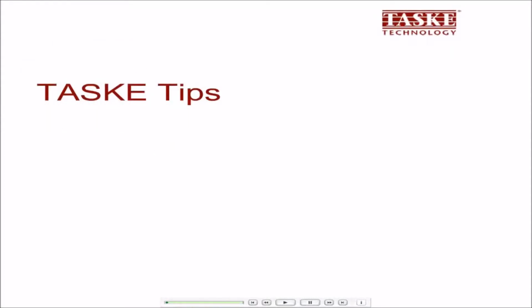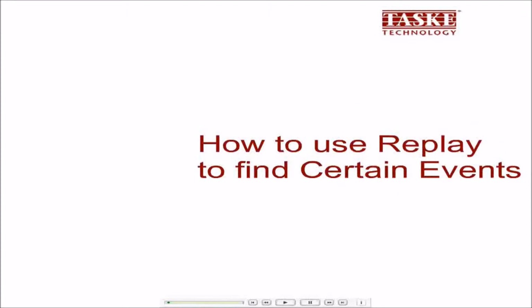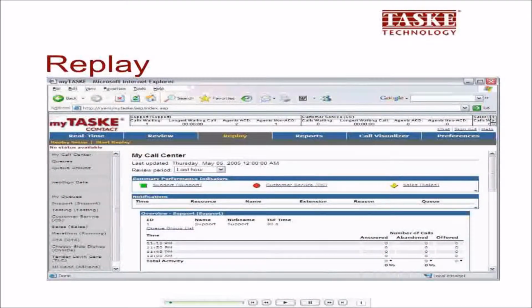This task tip explains how to use the MyTask replay to review the events of a past date. The reports and review areas of MyTask present detailed call counts and agent activity. While this information provides a complete overview of the day's activity, it does not explain why it happened.